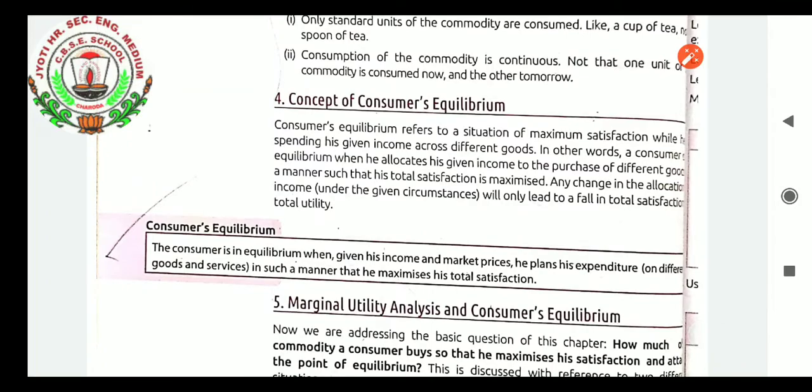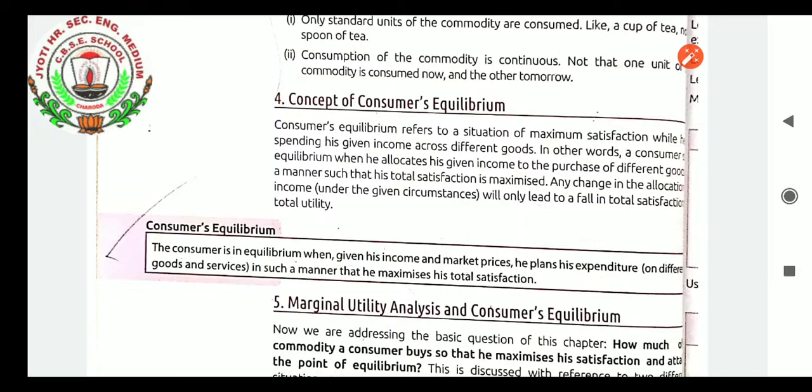The concept of consumer's equilibrium. Why are we learning consumer equilibrium? That concept we will be learning here. Consumer equilibrium refers to a situation of maximum satisfaction while spending a given income across different goods. I already said this in the live class. So consumer equilibrium refers to a situation where a consumer gets maximum satisfaction while spending a given income across different goods.